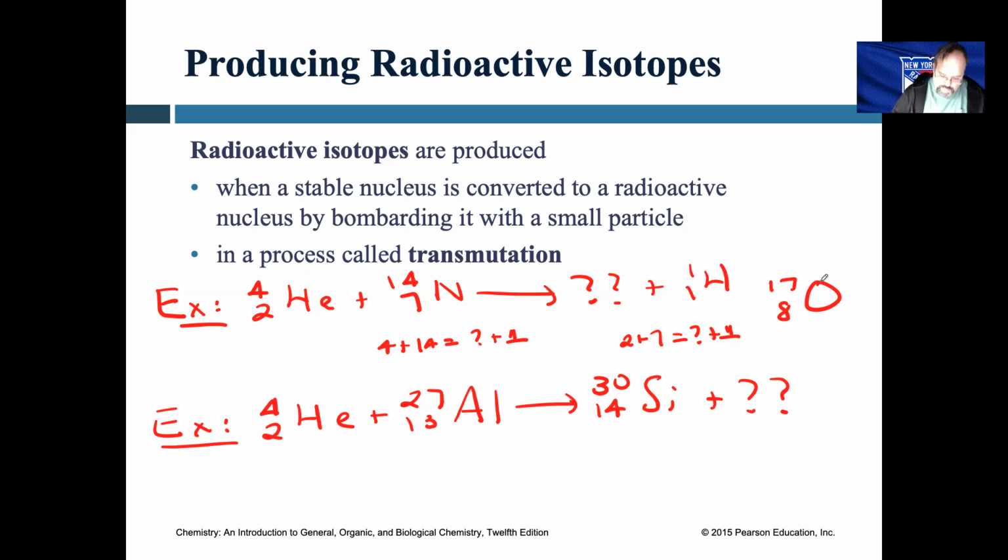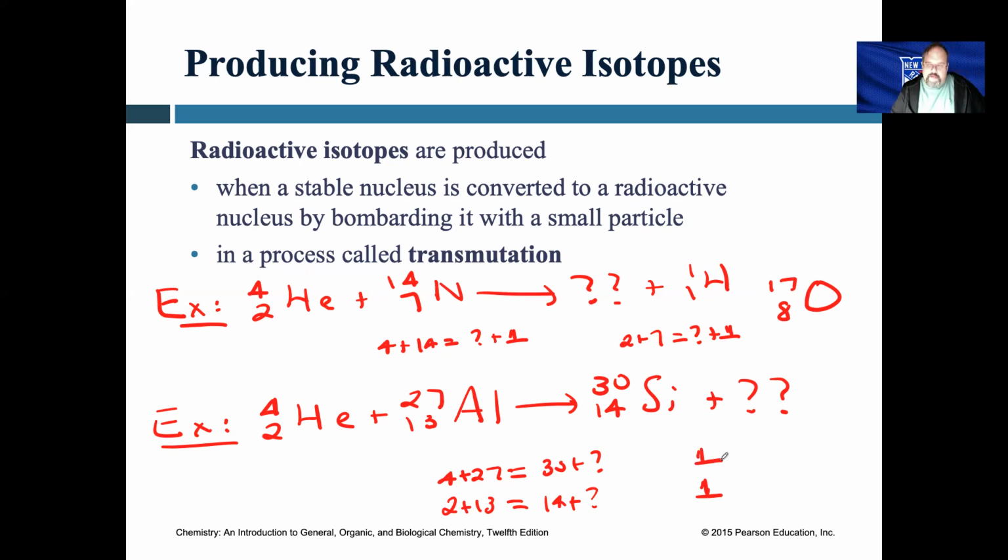For our atomic numbers, 2 plus 13 should be equal to 14 plus question mark. 2 plus 13 is 15, and 14 plus 1 is 15. So our mystery substance has an atomic number of 1. Now for the mass numbers, 4 plus 27 should be equal to 30 plus question mark. 4 plus 27 is 31, and 30 plus 1 is 31. So our mystery substance has a mass number of 1.